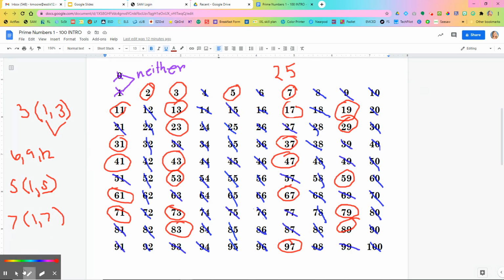Remember, these little numbers right here are exceptions to the rule. 0 and 1 are neither. And remember, prime numbers only have 2 factors or 1 factor pair. Composite numbers have more than one.